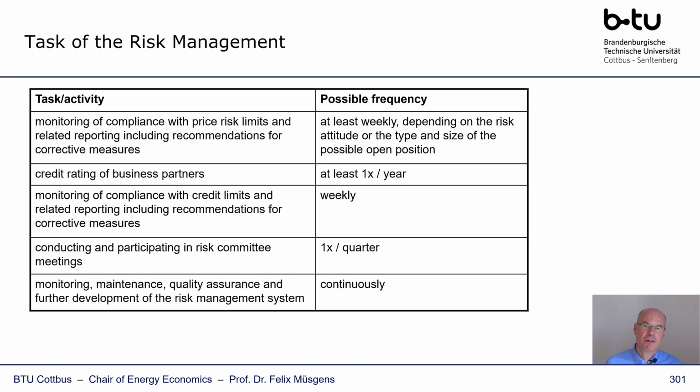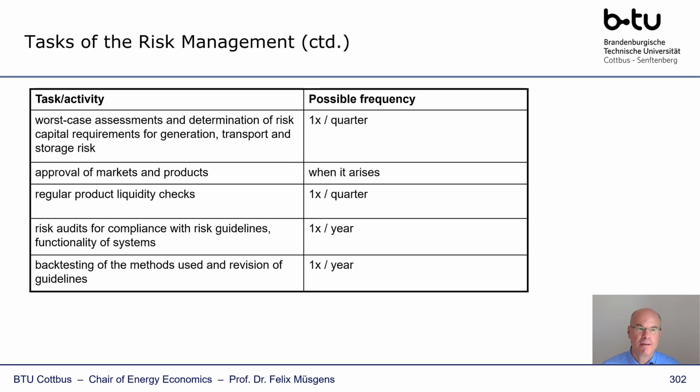Credit rating of business partners at least once a year. Monitoring of compliance with credit limits and related reporting, including recommendations for corrective measures, weekly. Conducting and participating in risk committee meetings once per quarter. Monitoring, maintenance, quality assurance, and further development of the risk management system should be done continuously. Worst case assessments and determination of risk capital requirements for generation, transport, and storage risk should be done once per quarter.